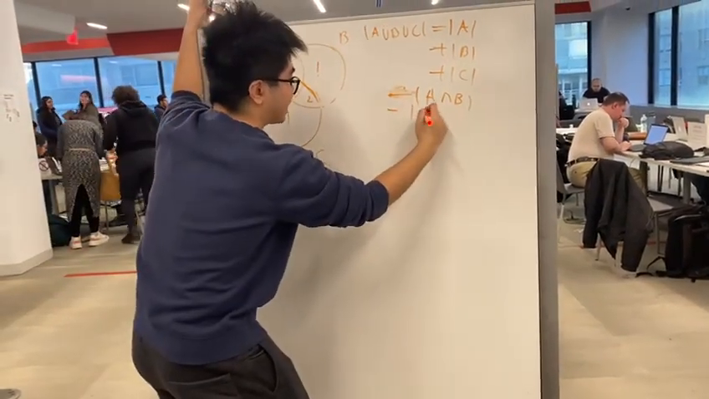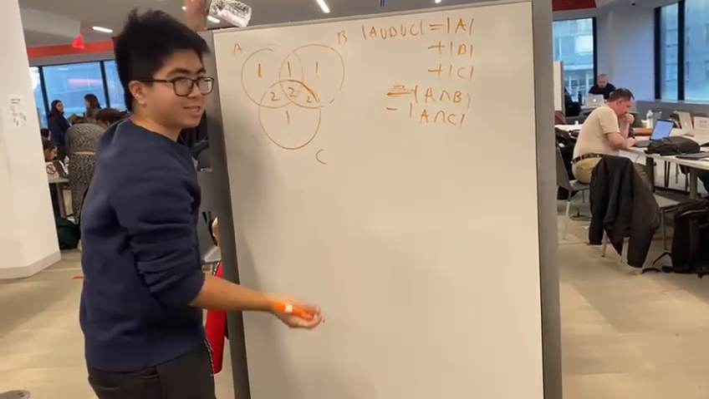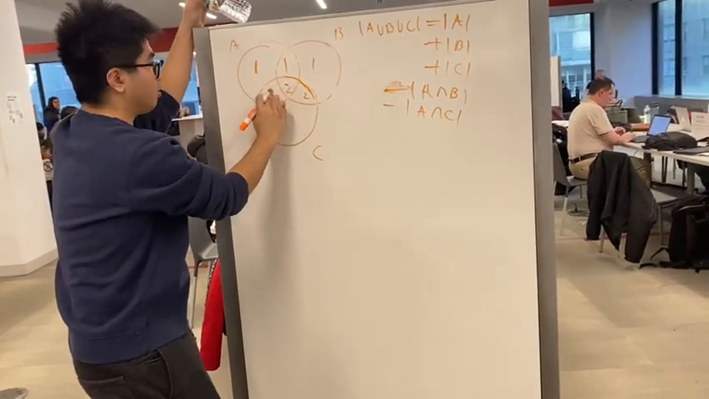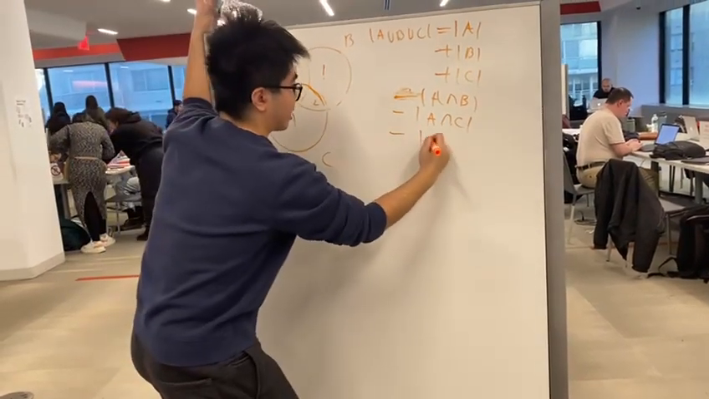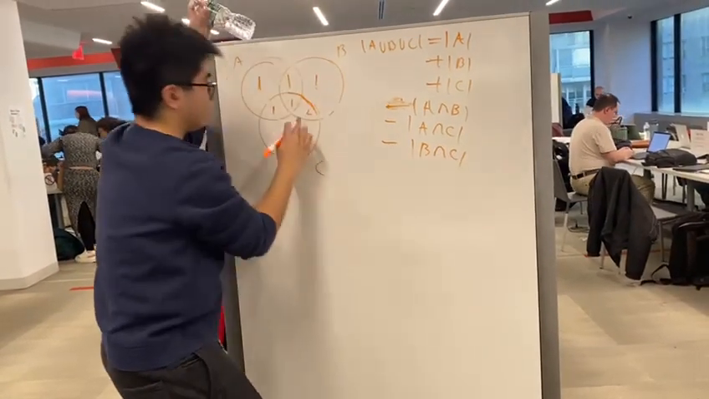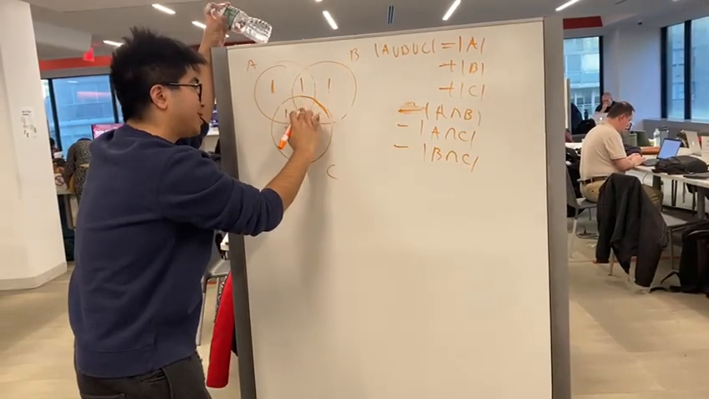We're going to do the exact same thing with A intersect C. The intersections are these two, so we're going to make this 1, and we're going to make this 1. Now we're going to subtract out B intersect C. This will become 1. Now this becomes 0.